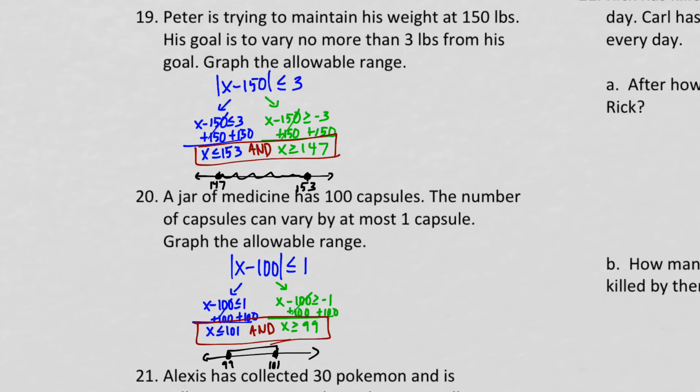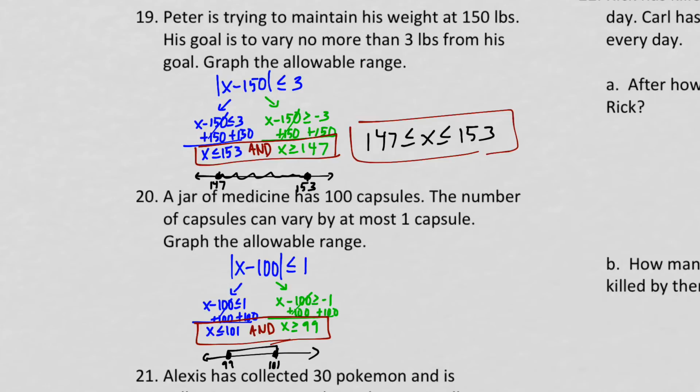Okay, here you go. Here's the answer for 19 and 20. In 19, I started with x minus 150 inside the absolute value is less than 3. And I ended up with an and inequality that says that x is less than 153 and x is greater than 147. Oh, you know what I forgot? I forgot to write it in the other form, so let's do that right now. 147 is the smallest number, and 153 is the largest number. So there you go. x is somewhere between 147 and 153, which makes sense.